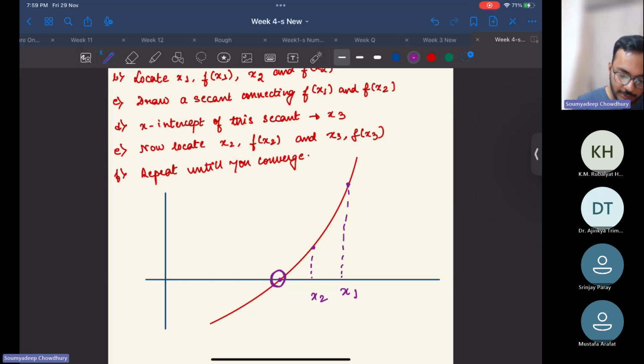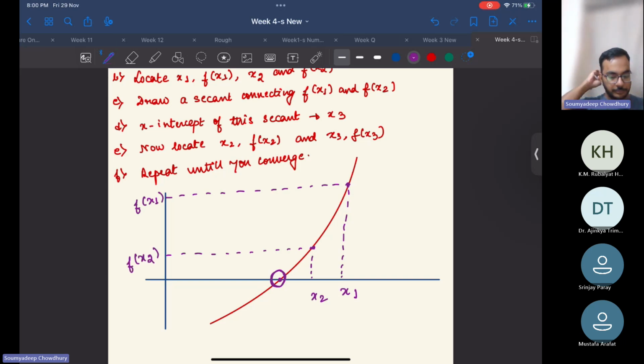So what was told, first we have to locate x1, x2, which we have located. Now we have to locate f of x1 and f of x2. That is, we have to draw a vertical line from x1 and identify the point at which it intersects the graph. So this is f of x1 and this is f of x2. Then we have to draw a secant joining these two points, right?